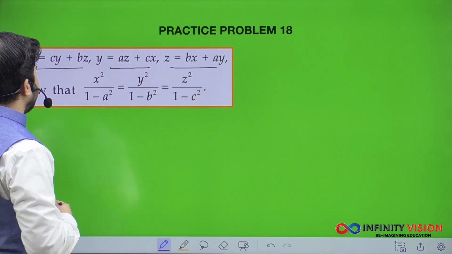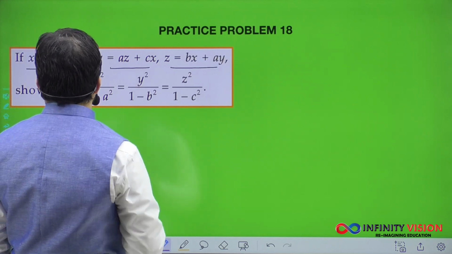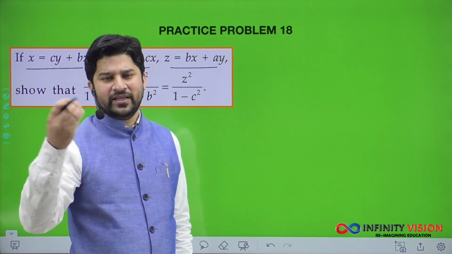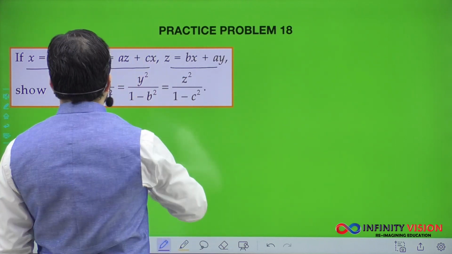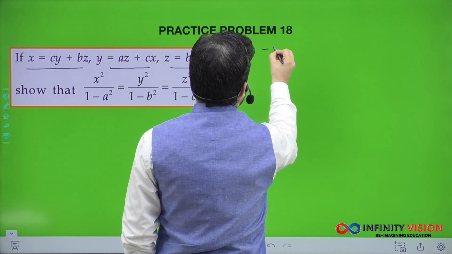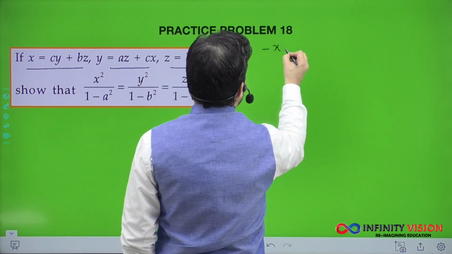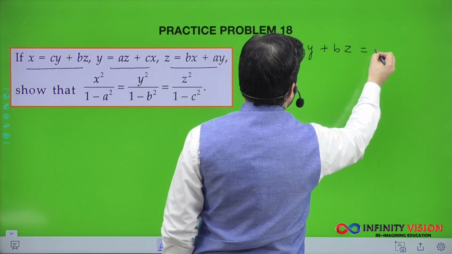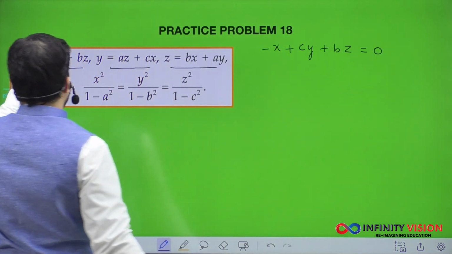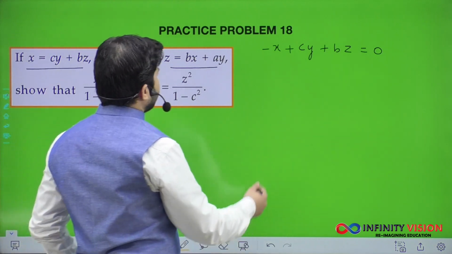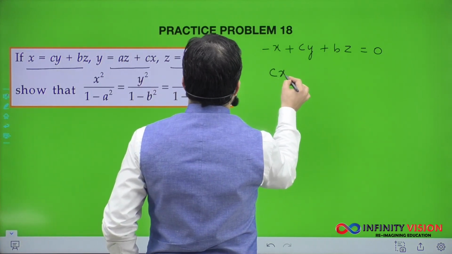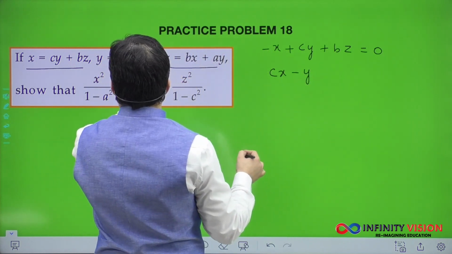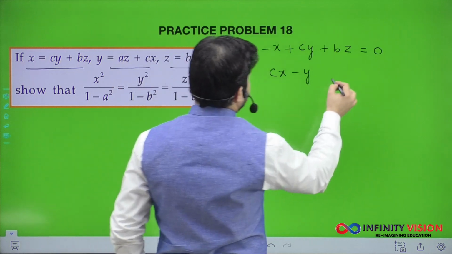So the first thing I can do is simply write them in the right order, meaning each equation beginning with x, then y, then z. So the first equation would look like minus x plus cy plus bz equals 0. I just transposed my x to the right. The second equation would become cx, y would be coming on the right, minus y, and then plus az.